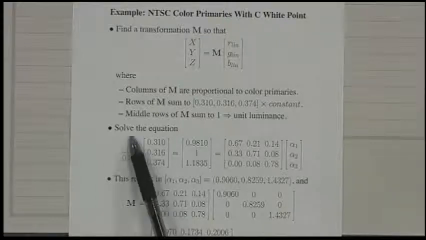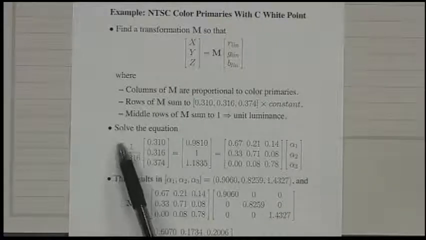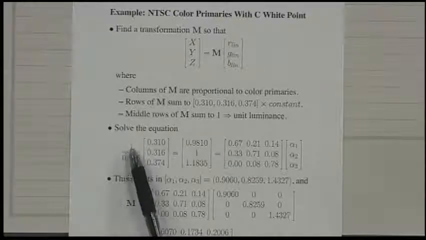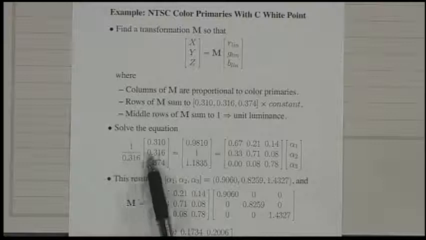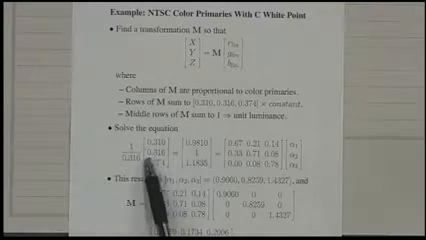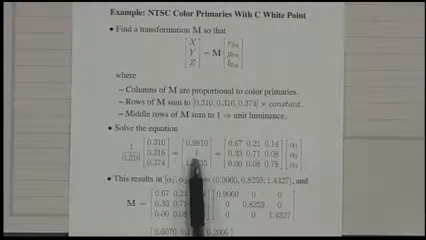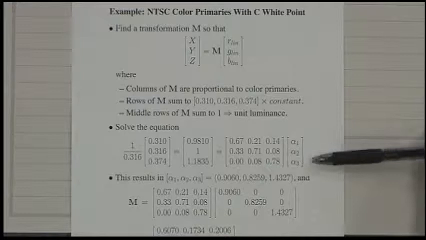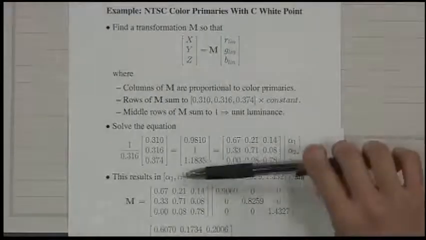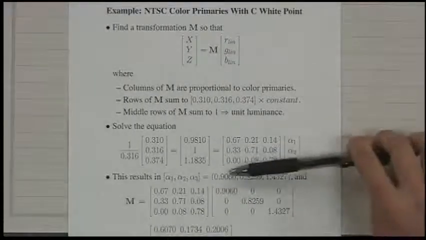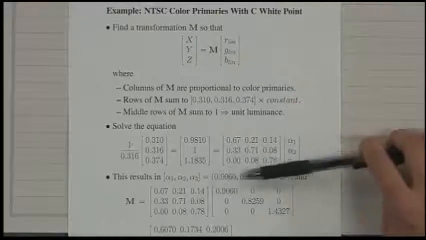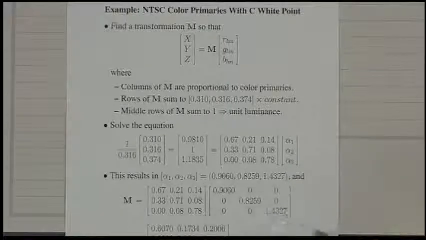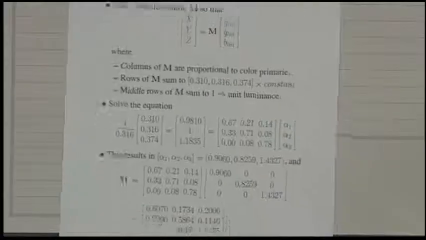So we have to choose a value here. And just for convenience, we pick this scalar to be 1/0.001316, so that the luminance value of the XYZ coordinate will equal 1. And so we also set up this linear equation system. You solve the value of alpha 1, alpha 2, alpha 3, and it will happen to be 0.906, 0.8259, 1.4327, and you just perform the matrix multiplication, and you get the result M here.